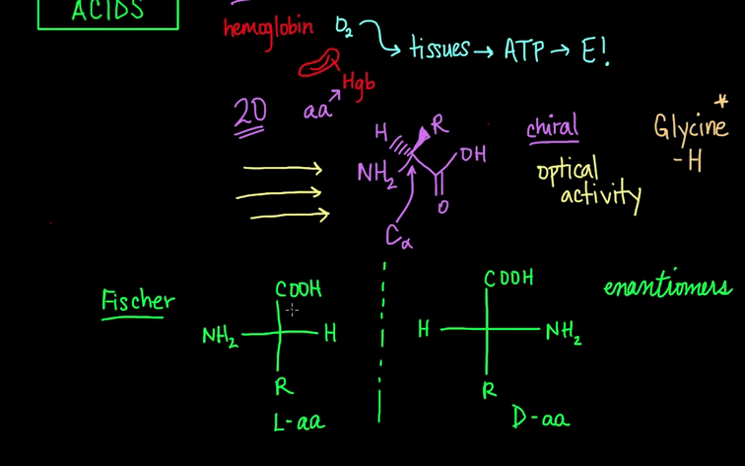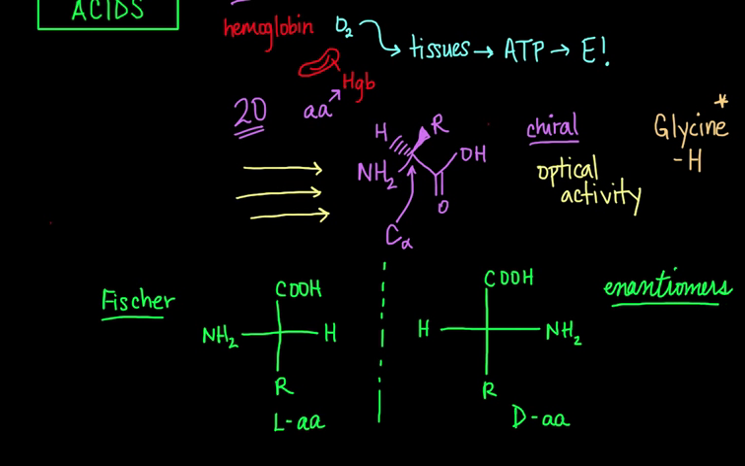You can kind of think of these two configurations like your left and right hand. And although your left and right hand are mirror images of each other, you can't superimpose them on one another. And that's the relationship between an L and a D configuration for Fisher projections. And these two configurations look awfully similar and are really easy to mix up.